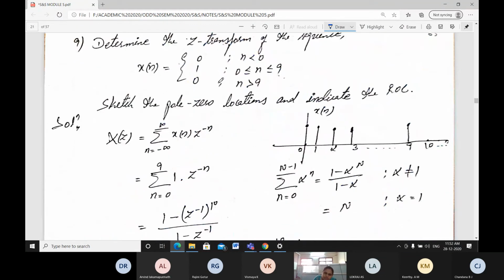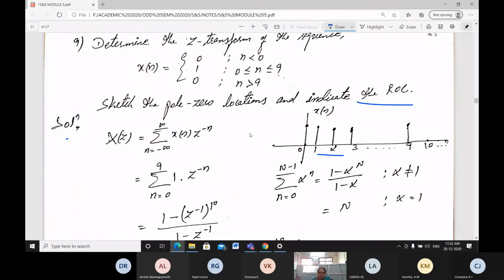Then the next problem is: determine the z transform of the sequence x of n, equal to 0 for n less than 0, 1 for n between 0 and 9, and 0 when n is greater than 9. From this, sketch the pole-zero locations and indicate the region of convergence. Therefore, for the solution, before that, draw the graph of where our signal is going to be existing. You will be getting the samples from 0 to 9.